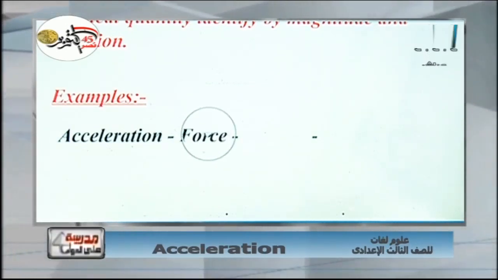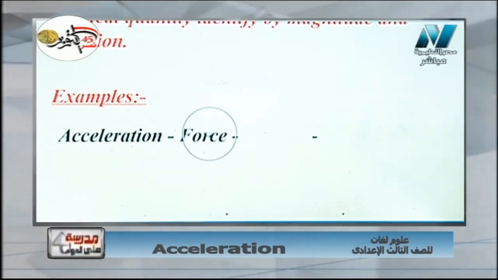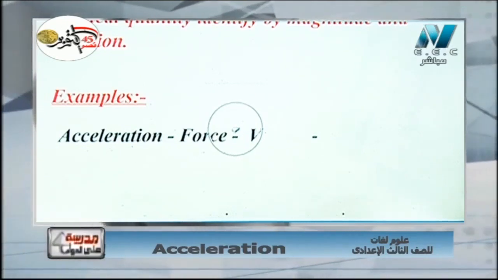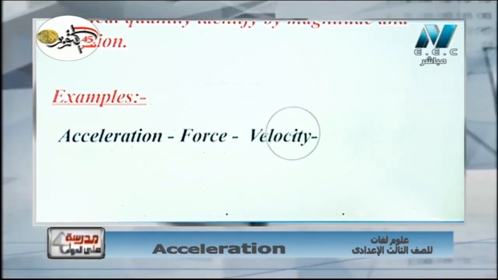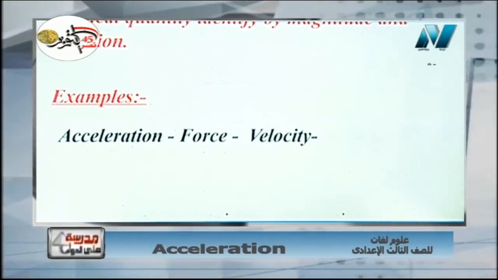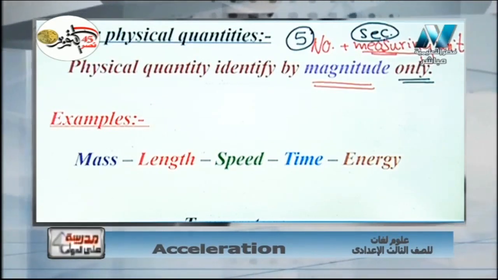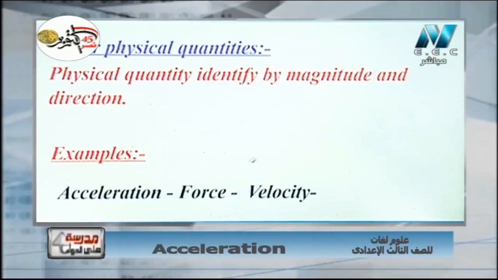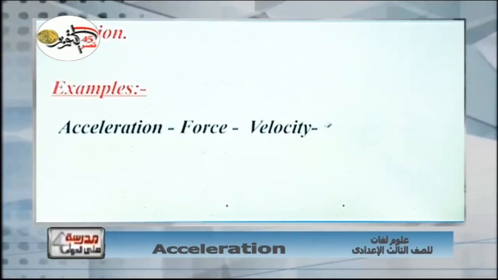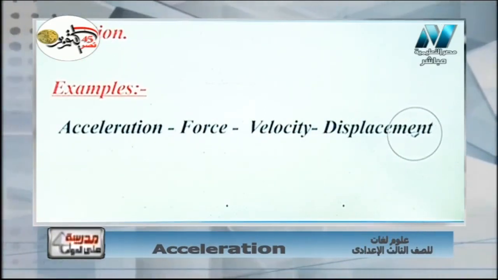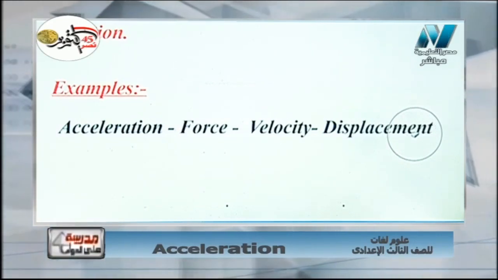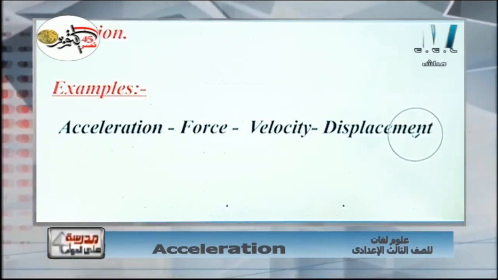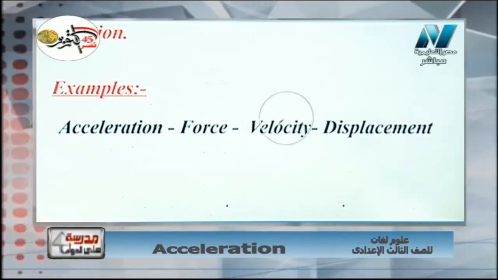Force: the direction of force, backward or forward, whether we push or pull. Velocity, not speed. There we had speed, here we talk about velocity. And we have displacement. Displacement is a vector, not a scalar. We will learn how to differentiate between displacement and distance, and between velocity and speed.